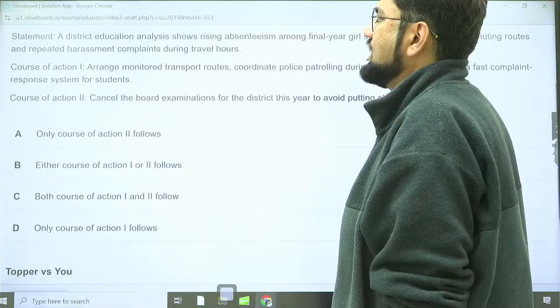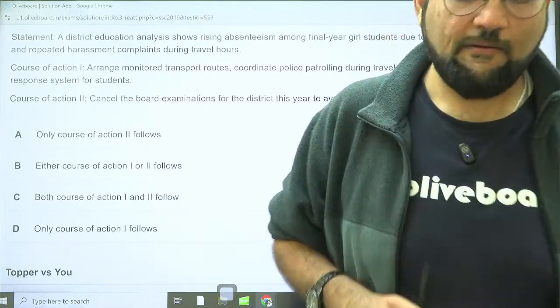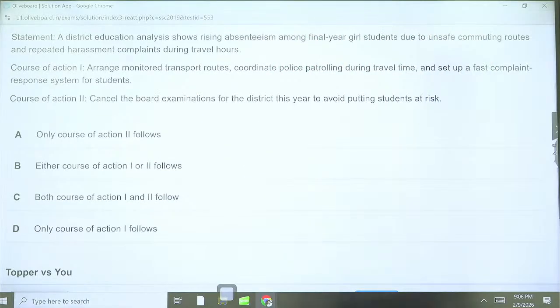Next, statement and course of action. Just read this again. I'll just move away from the screen. So this says that a district education analysis shows rising absenteeism among final year girl students due to unsafe commuting routes and repeated harassment complaints during travel hours. Okay, so the problem statement has been identified. Now let's look at the courses of action.